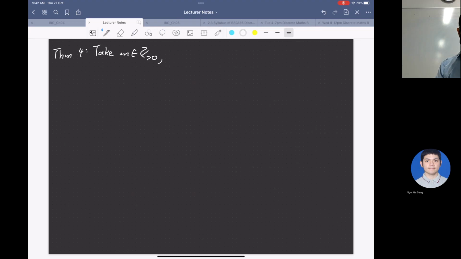So let's say that they are congruent to each other. Then A is congruent to B. The first thing you know is their remainder is the same. The second thing you will know is A can be expressed as B plus Km for some K in Z.